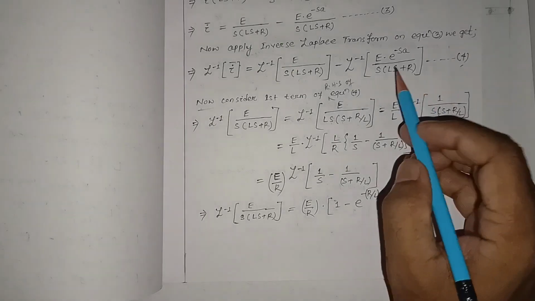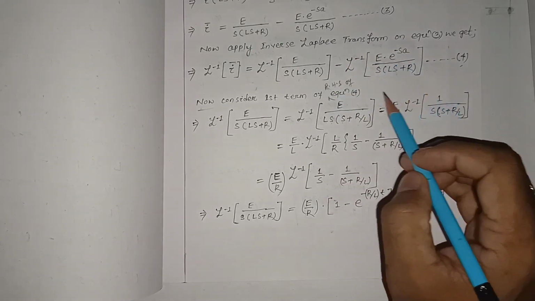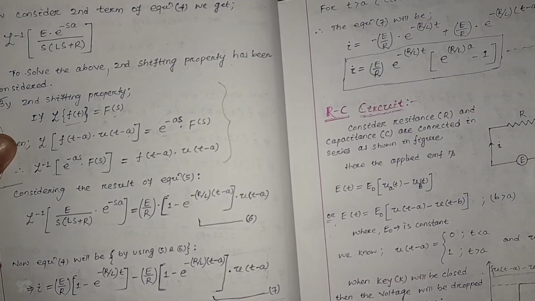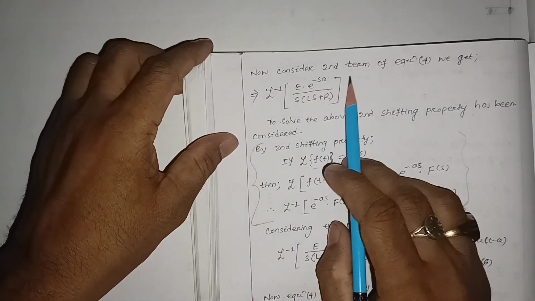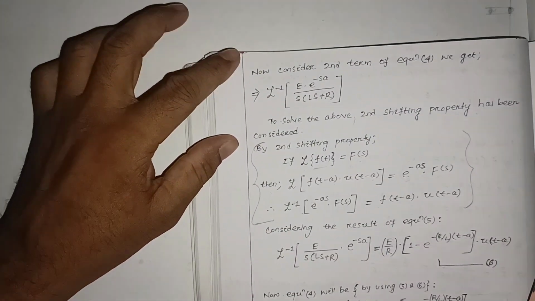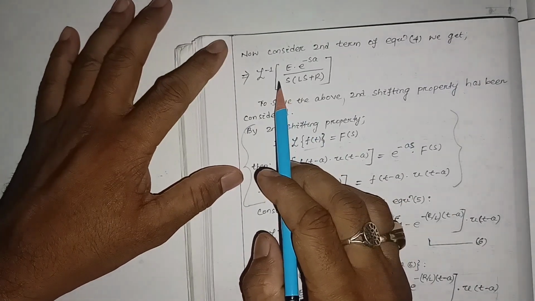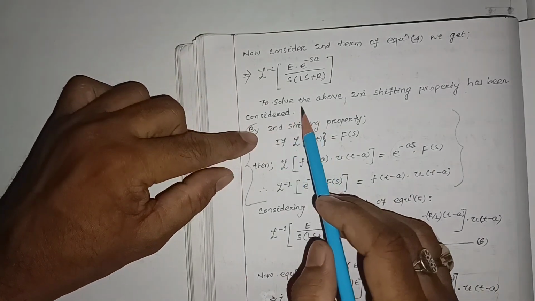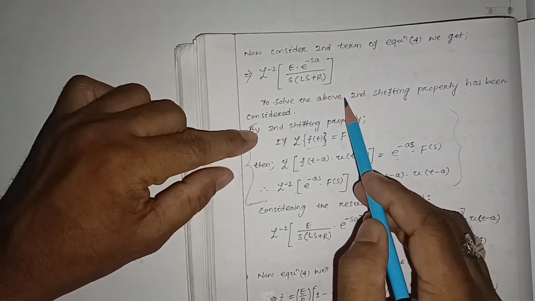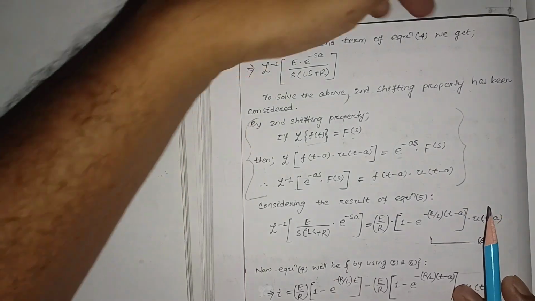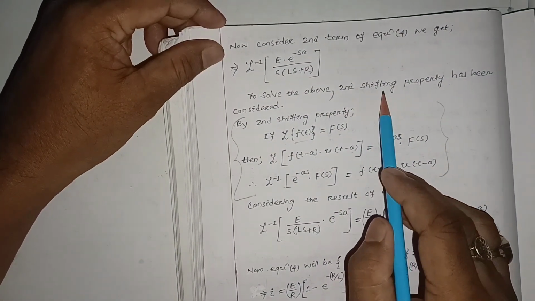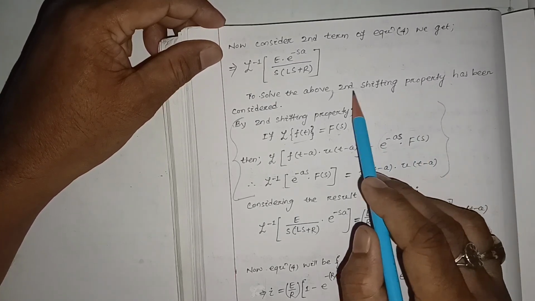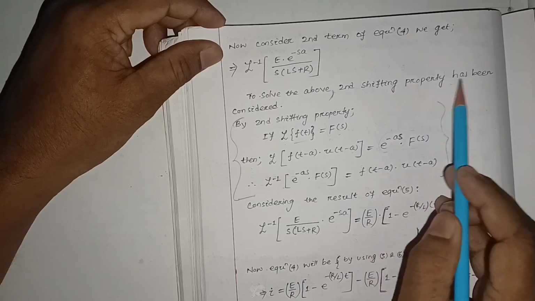Now we are going to consider the inverse Laplace transform of this one, which is important. Watch carefully. Here you can see, now consider the second term of equation number 4. The inverse Laplace transform of the second term we want to find out. To solve this, consider the second shifting property, which we have already discussed.